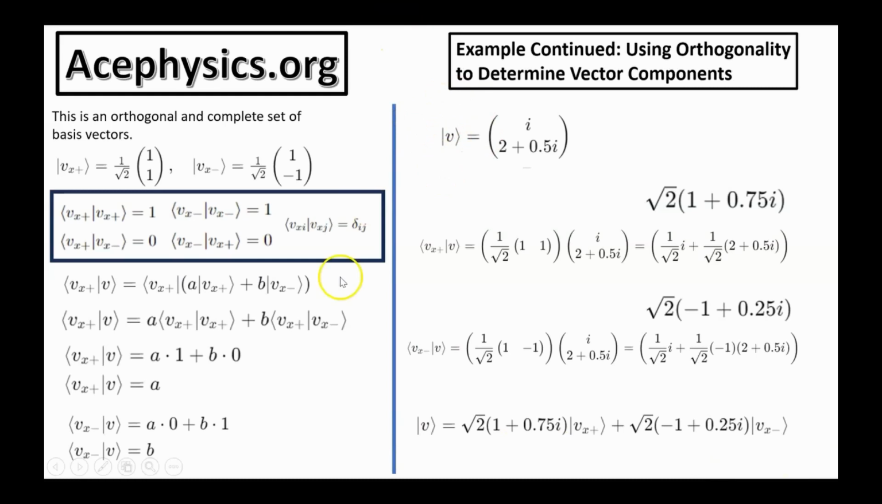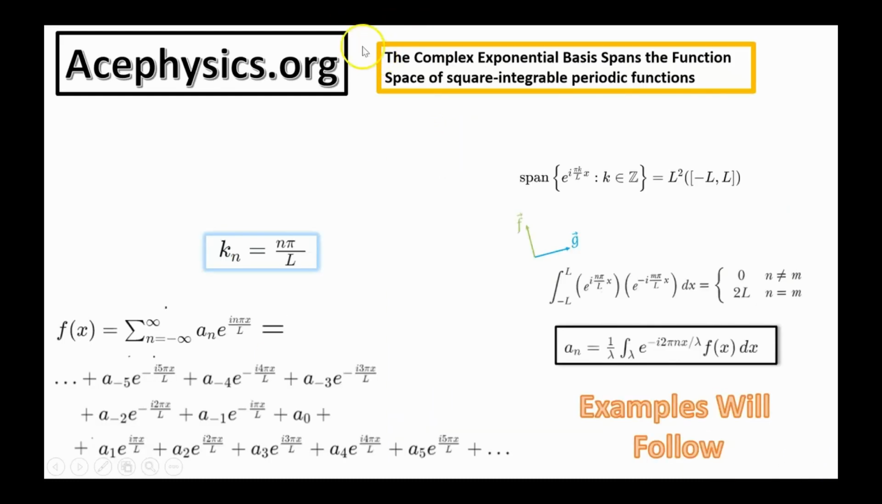Here's the vector v written in the x basis. Now I want to move on to the complex exponential basis. This is a basis that spans the function space of square integrable functions. A square integrable function is a function that behaves well. It doesn't have any jump discontinuities or any asymptotes to infinity.